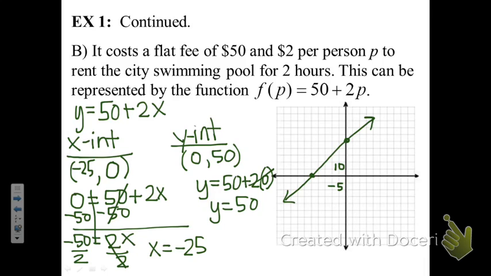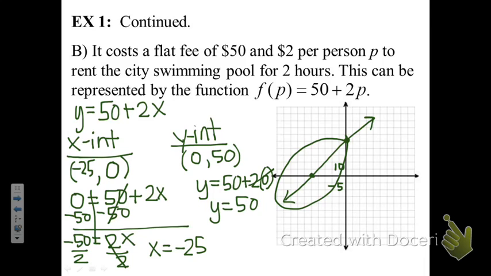Now, again, you have to go back to what you started with and talk about how this graph is related to my context. According to my graph, if I go back even 25, that would say that I have negative 25 people. We all know that we can't have negative 25 people. You have to have positive people for you to even be charged a flat fee, and then $2 per person. So all of our x values on the graph right here would give us a situation that doesn't actually occur in real life.